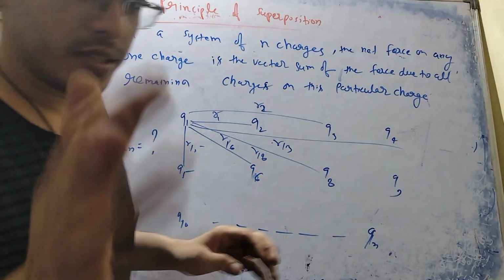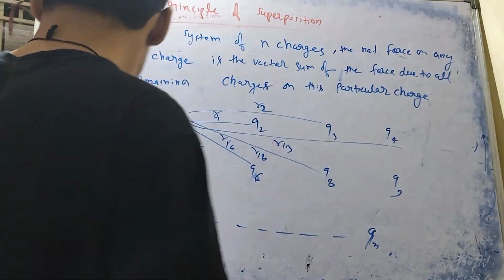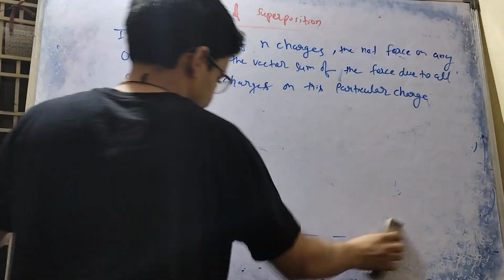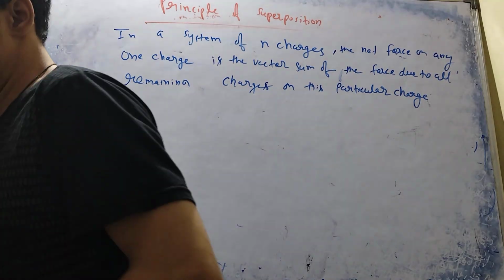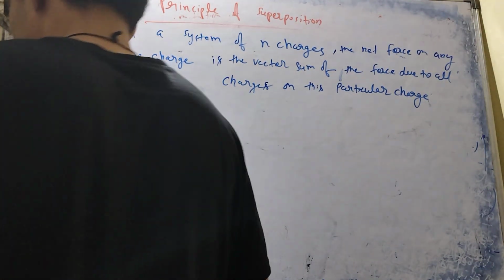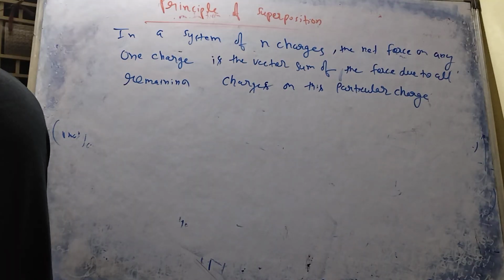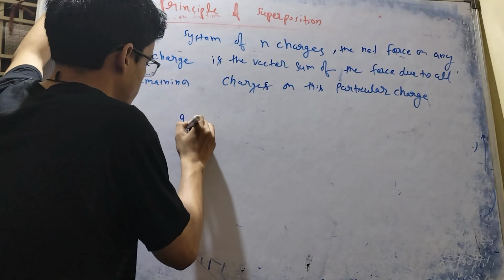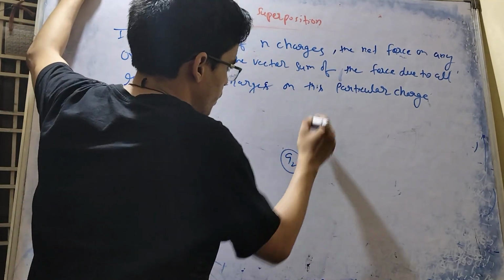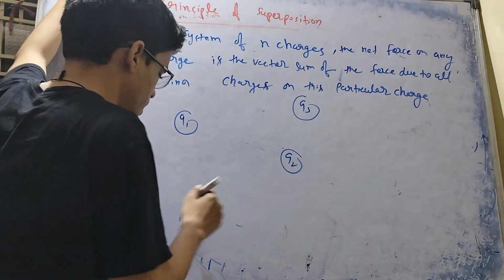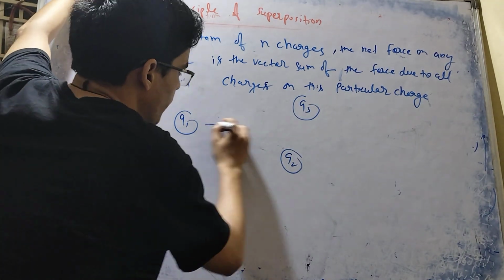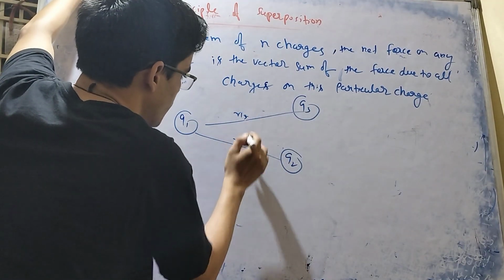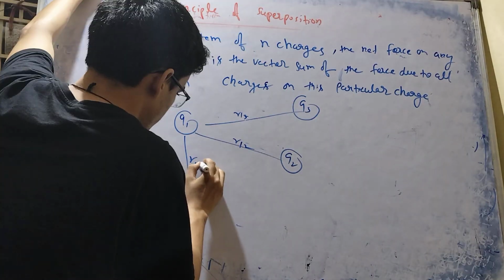Now I want to discuss here the principle of superposition. So I just want to clean this part, and now see what the principle of superposition is. How can we tell these things here? Suppose we have many charges present here: Q1, Q2, Q3. Suppose this is Q1, here Q2, here Q3, many charges, here Q4. Assume this distance is R12, this is R13, this is R14.